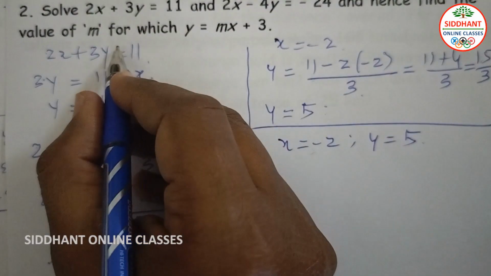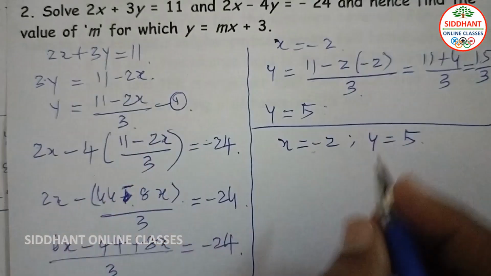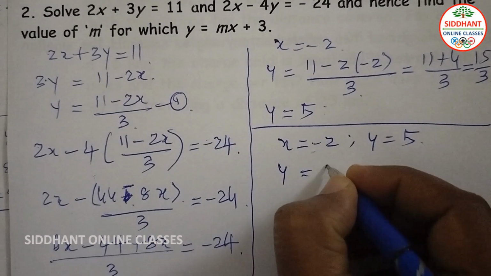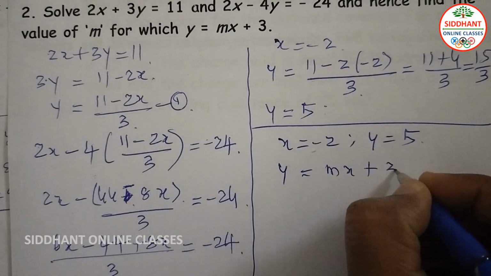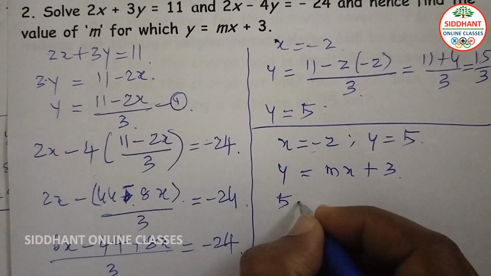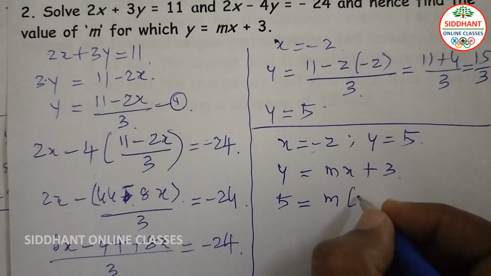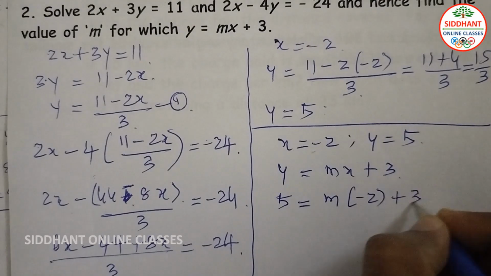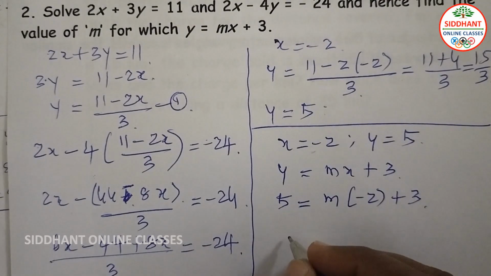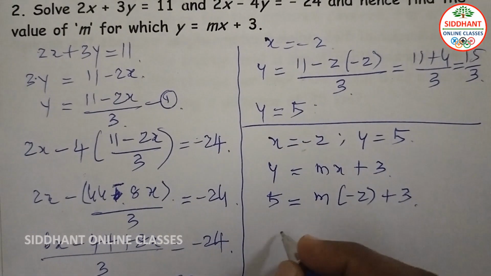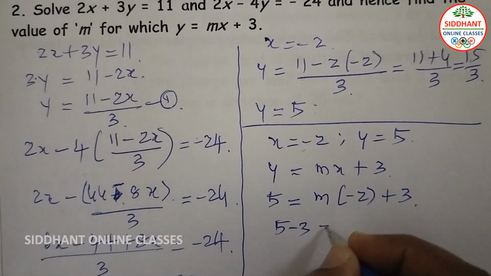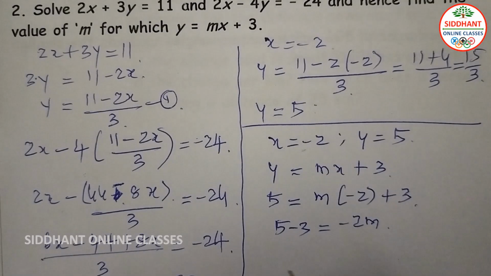And we are going to find the m value in y equal to mx plus 3. So we know y equal to mx plus 3 here. So y is how much? 5. And m here, x is minus 2, plus 3 here. So here minus 2m, here 5 minus 3. So here 5 minus 3 equal to minus 2m here. So m equal to here 2 by minus 2. So that equal to minus 1 here.